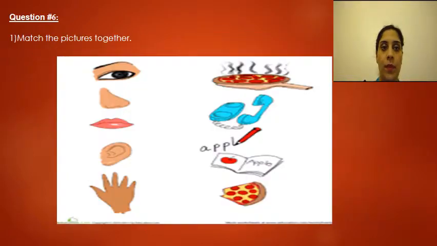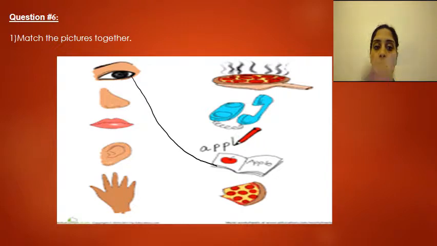Let's move to this question. Here we have to match the pictures together. Let's check. What do we do with our eyes? We see with our eyes. What can we see? We can see the sky, and we can read books. Here we have this picture that shows the word apple written on it. We saw the word apple on the paper or the book. We match it here together.